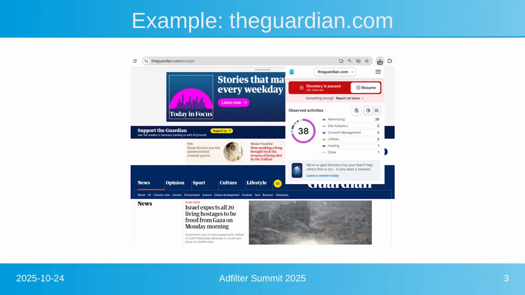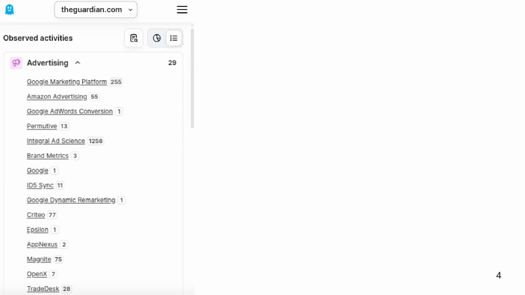In this view, you see that there are 38 activities being shown. It's now also a bit hard for me to see, but I think it was 29 or so advertising ones, and also other ones like site analytics, etc. But let's go a bit further. This is a detailed view. It's a bit easier. So this is the list where I said 29 advertising. Here is already a part of it.